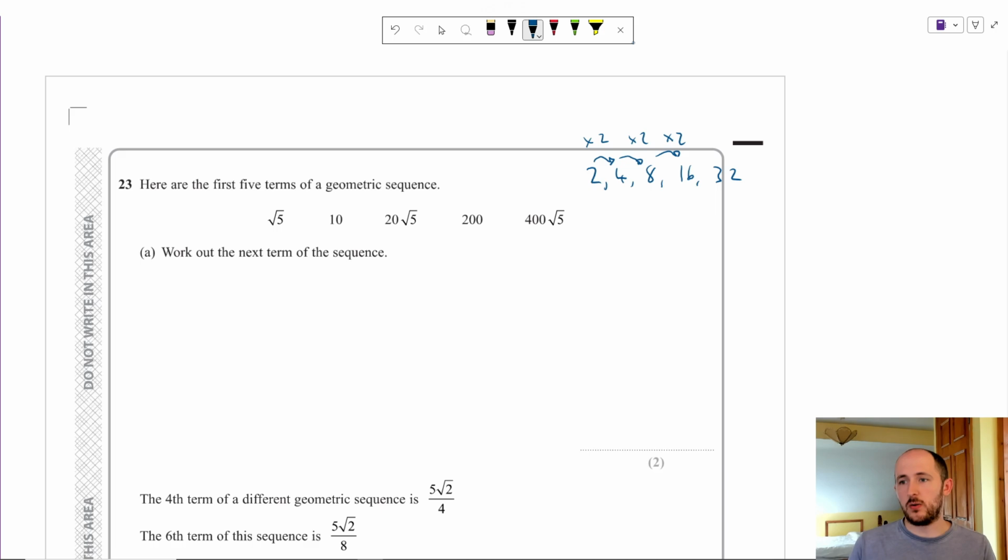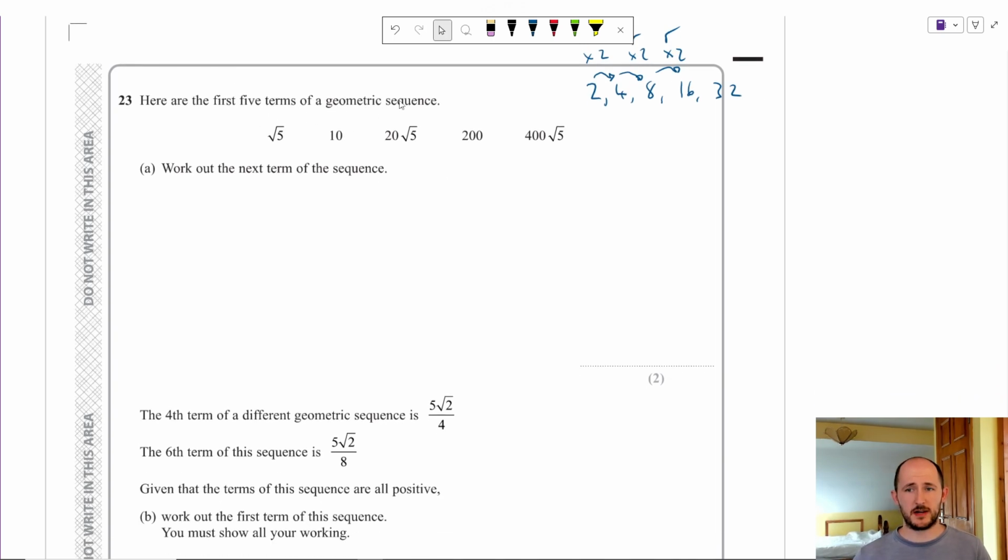This is normally called the common ratio R. I know ratio sounds a bit strange, but if you think about what a ratio is, it's a proportion, and when you multiply by 2, it is a proportion to an extent. So the common ratio is simply the number that you times each term by in order to get the next term. So I do 2 times 2 is 4, times 2 again is 8, times 2 again is 16, and so on. So if I have a look at this, we have the first 5 terms of a geometric sequence.